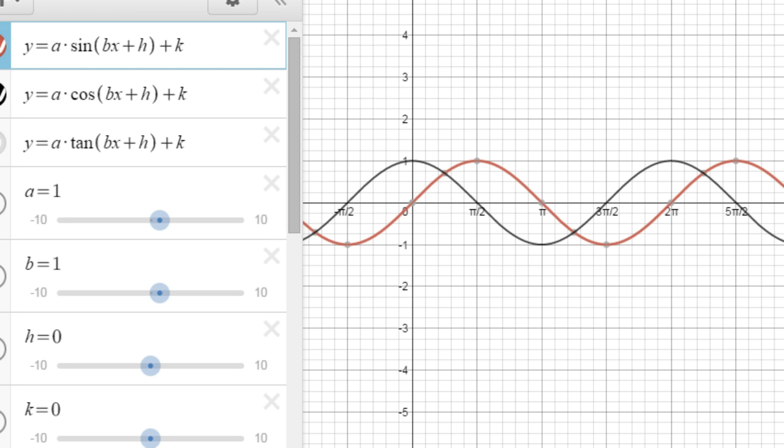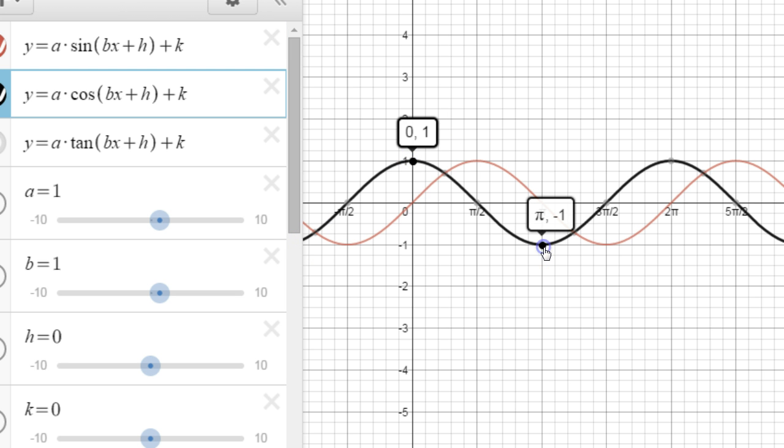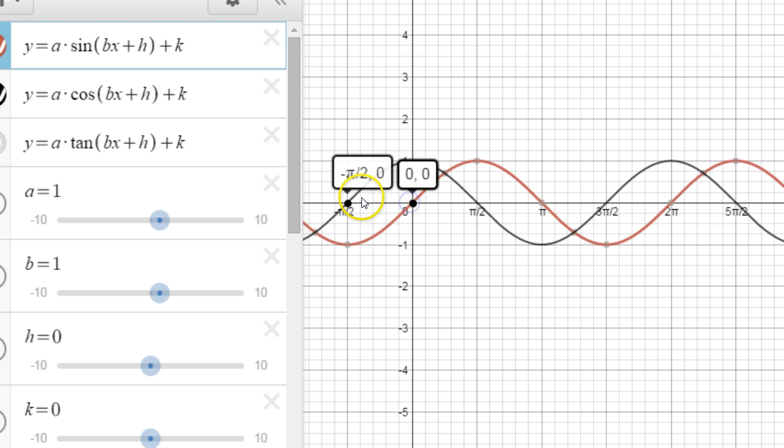Hint, there's not much. They both achieve the same type of heights. They both achieve the same type of lows. The only difference is, if you notice where the actual similar places are, the cosine graph is about pi halves units to the left. It's almost like I shifted the whole graph over.